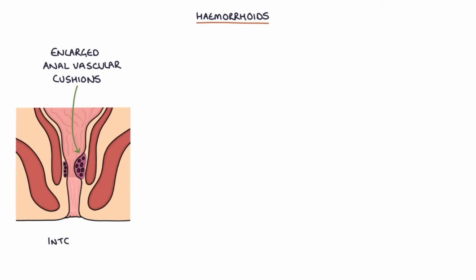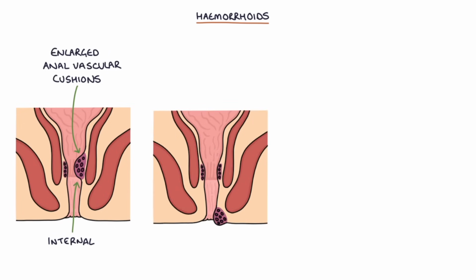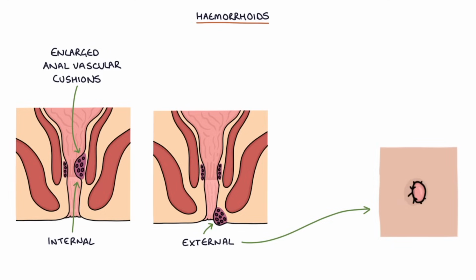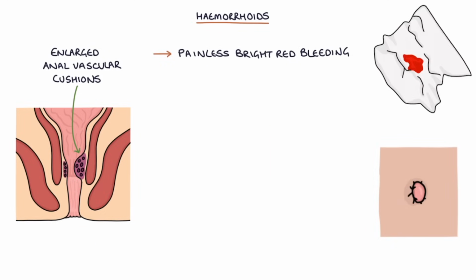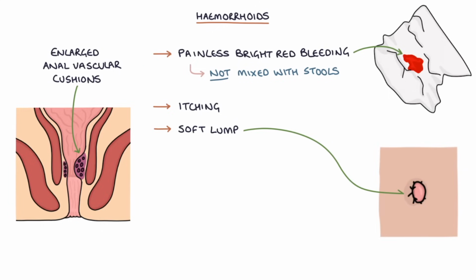Hemorrhoids can be internal or external. When they're external, you may see a small lump at the anus covered in mucosa. As well as painless, bright red bleeding, typically on the toilet tissue and not mixed in with the stools, hemorrhoids can cause symptoms of itching or a soft lump around or inside the anus.